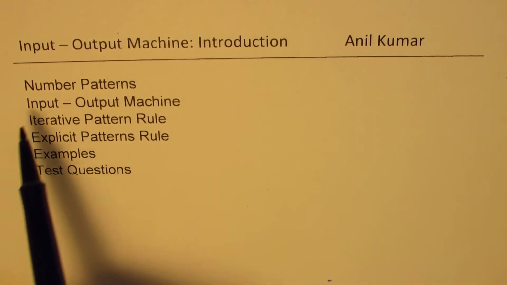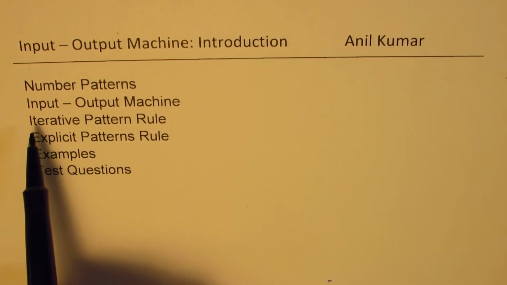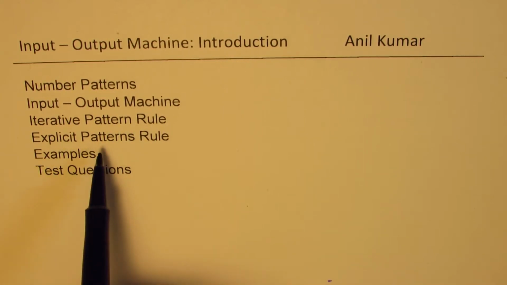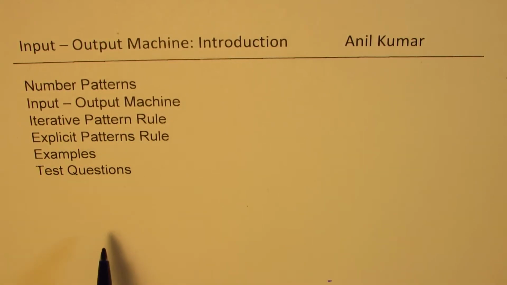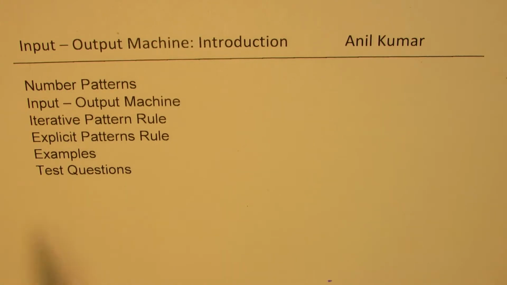Now, all of you are familiar with number patterns right from grade 1, where they begin. And then we talk about input-output machines, iterative pattern rules, explicit pattern rules. And in this video, we'll take up some examples and also a test question. So let's see how all these things are related.